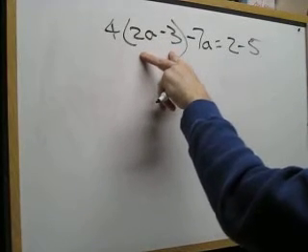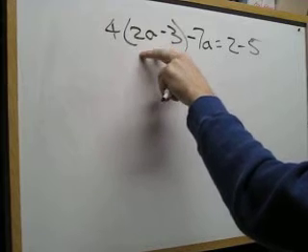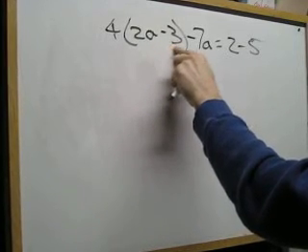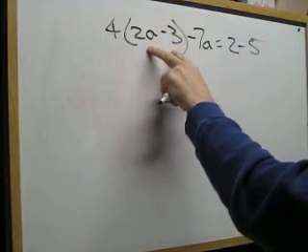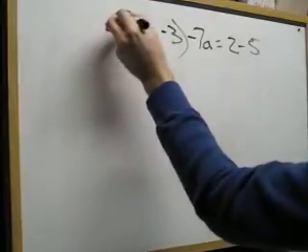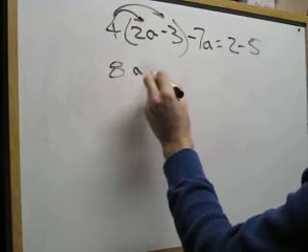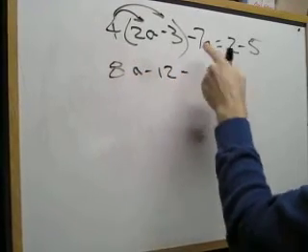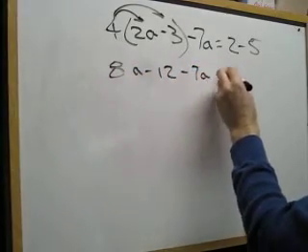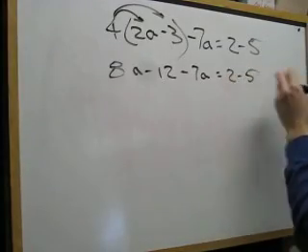Can we do anything in the parentheses? No, because I have 2 terms that are not like. I have a variable here and not a variable here, so I can't combine those. If you remember then, my next step is distribution. So I get 8a minus 12, and I'll leave my minus 7a alone for right now.